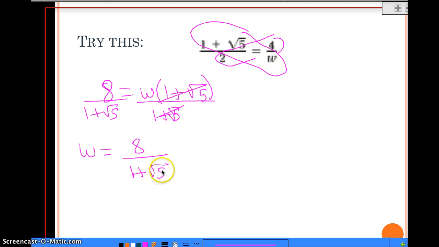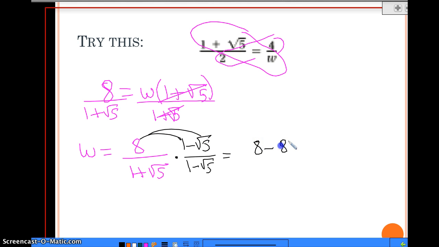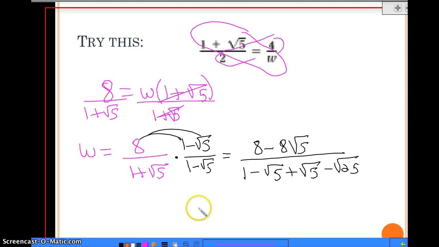Well, that's great, but you can't leave a radical in it. So you're going to have to multiply by the conjugate since it's a binomial, which would be 1 minus root 5. Same binomials, change the sign, and do distributive property. And then do FOIL, which will actually cancel all of your radicals. First, outer, inner, last. So we end up with, these guys cancel each other, and the square root of 25 is 5.